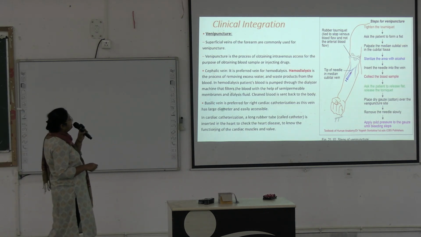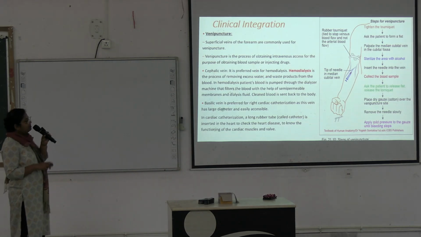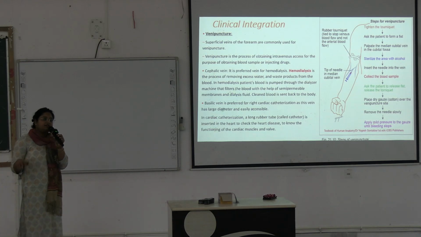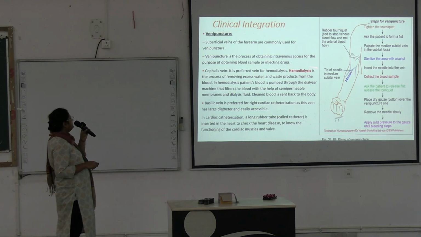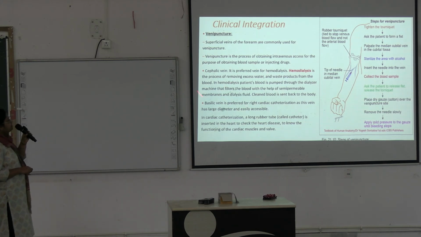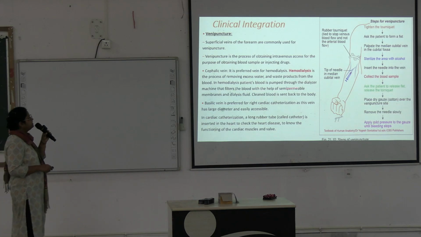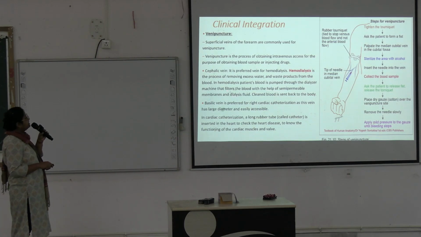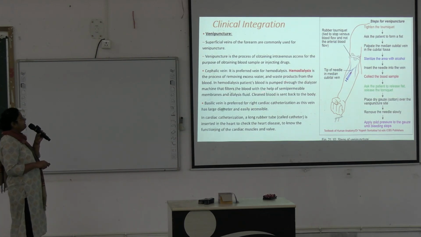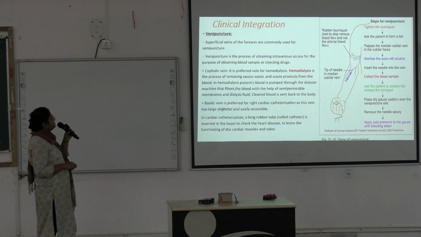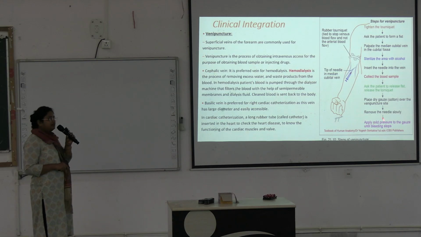So cephalic vein is the preferred vein for the hemodialysis. Hemodialysis is done in kidney patient. They cannot excrete the excess water or waste material. So hemodialysis is the process of removing excess water and waste products from the blood. And in hemodialysis, patient's blood is pumped through the dialyzer machine and that filters the blood with the help of semi-permeable membranes and dialysis fluid, and cleaned blood is sent back to the body. See here. Okay, and basilic vein is preferred for right cardiac catheterization.